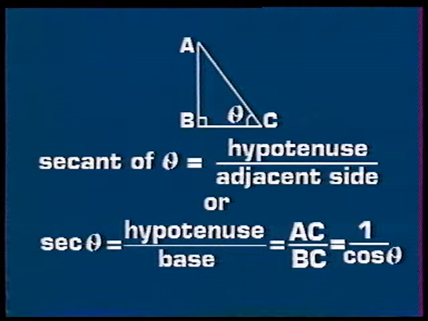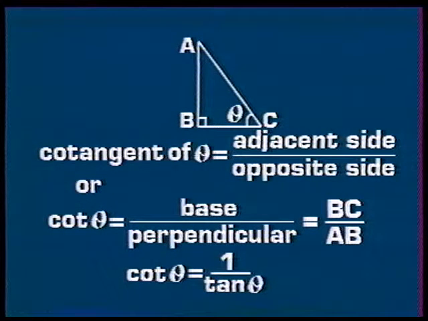Then secant theta, which is in brief called sec theta, is the ratio of the hypotenuse to that of the adjacent side. In this particular case, it is AC upon BC, but it is again the reciprocal of the ratio of the adjacent side upon hypotenuse, which was cos theta. So, we write sec theta as 1 upon cos theta.